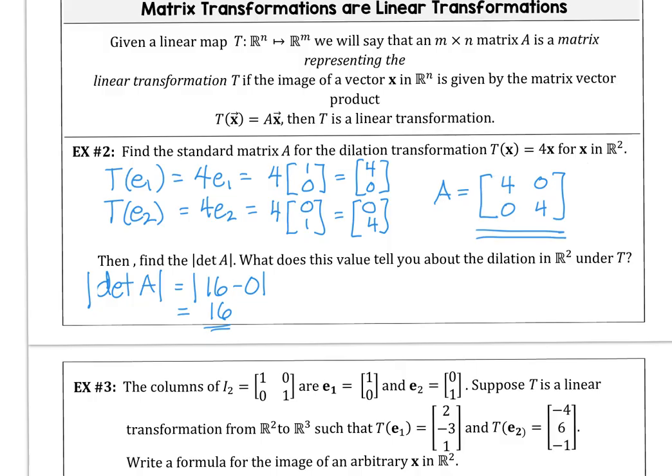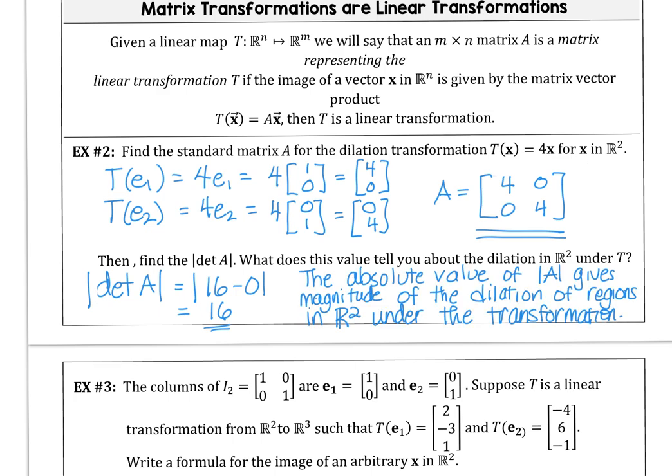So the absolute value of the determinant is going to give the magnitude of the dilation of regions in 2 dimensions under the transformation. Let's write that in a nice, neat sentence here. So we can state that again in that complete sentence. What the absolute value of the determinant does is tell us the magnitude or the length of the dilation for regions in R2 under the transformation. I'm thinking back about that little sunshine with the sunglasses from several lessons ago.